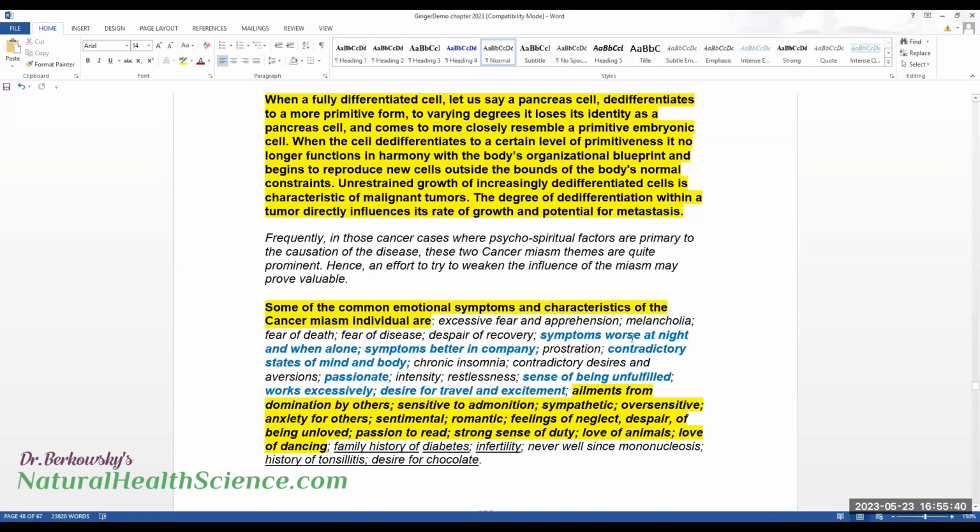Symptoms worse at night. Symptoms worse at night and when alone. Symptoms better in company. Contradictory states of mind and body. Of two minds. I want to do this, but I don't think I should, because, and it's always the same thing, because he expects this of me, or they're expecting me. My mother-in-law wants me to do this and be there and help cook, all the rest of this type of thing. It's a contradictory states of mind and of the body.